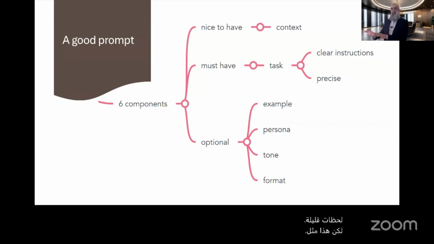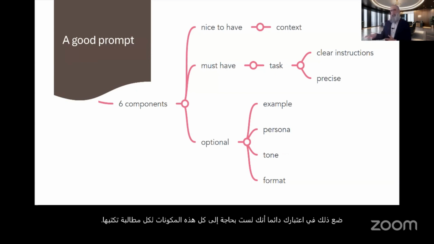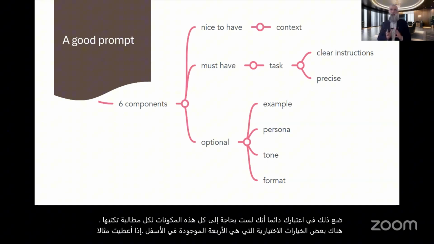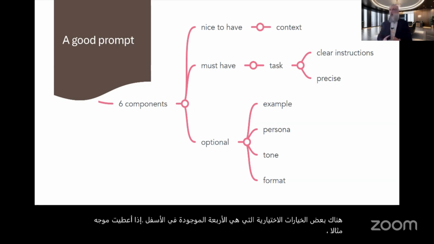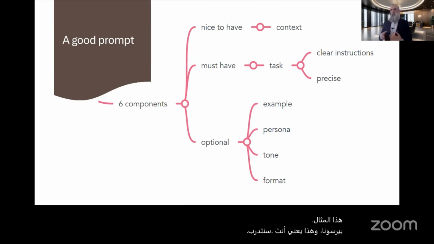Always keep this in mind, that you don't need all these components for each and every prompt you're writing. There are some optional ones, which are the four at the bottom. If you give a prompt an example, it will enhance it, and it will follow this example. Persona, which we're going to practice very soon, means have it act as a person.